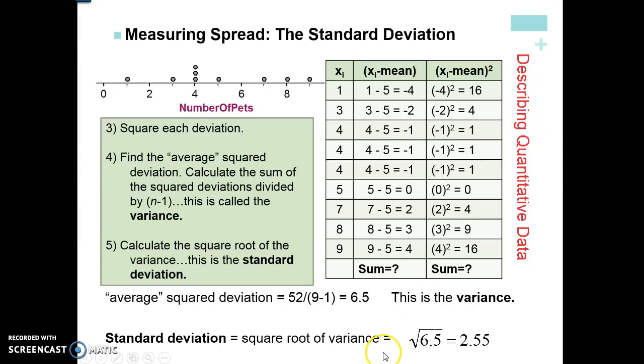So to get the standard deviation, we take the square root of the variance. And that standard deviation tells us how far, on average, the number of pets owned is from the mean. So if the average number of pets is 5, on average, people own 2.55 more pets or 2.55 less pets. That's on average, and that sort of means above and below.